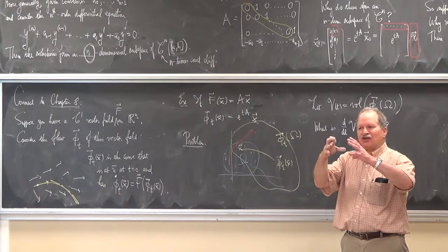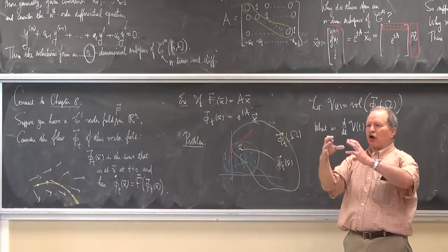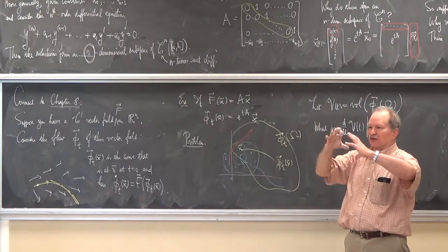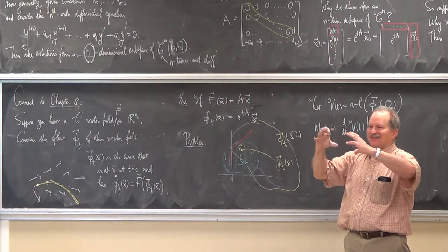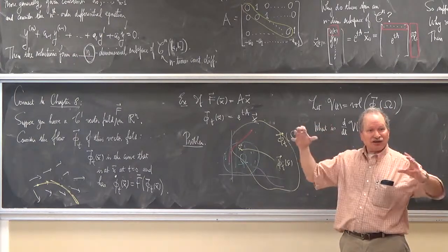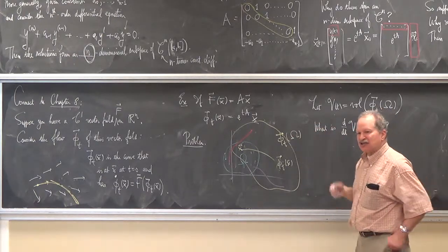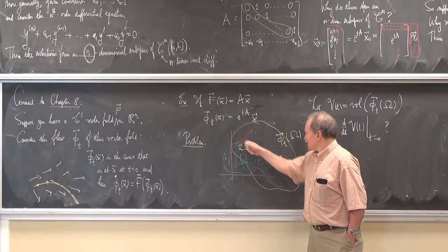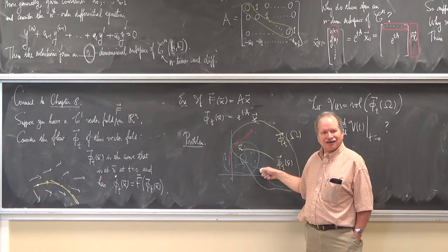Imagine the vector field's radial and you started with a ball. What are you doing when you flow by a radial vector field? What are you doing to the ball? You're adding another surface to it. You're making it get bigger, and the rate at which the volume changes instantaneously is the what? The surface area. The surface area of the boundary.